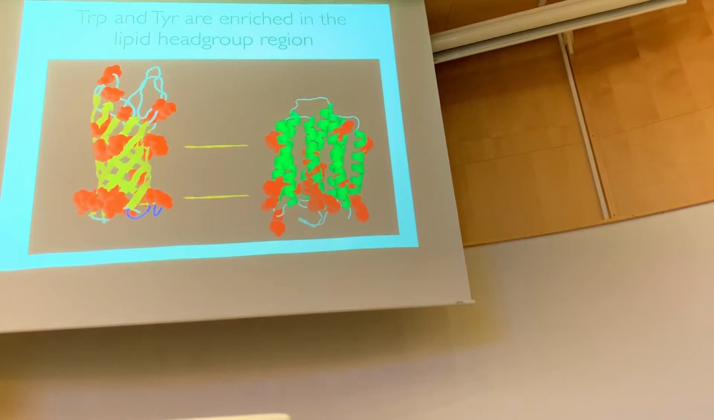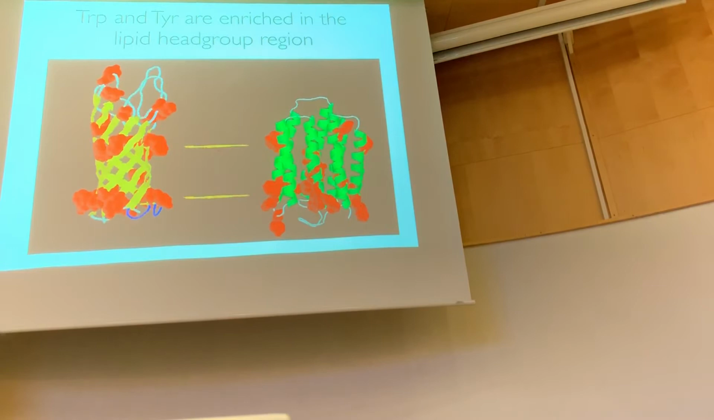Tyrosine, for instance, is a six-membered ring, phenylalanine essentially, but with an OH group on it. So it has a polar moiety on it as well. And tryptophan is a double ring with an NH group in it, so it also has a polar part. And both in beta barrels and in helical bundle proteins, these tyrosines and tryptophans very clearly are concentrated near the ends of the helices or the beta strands.